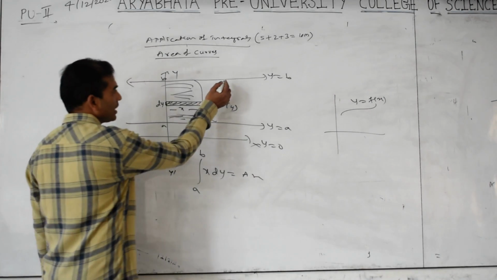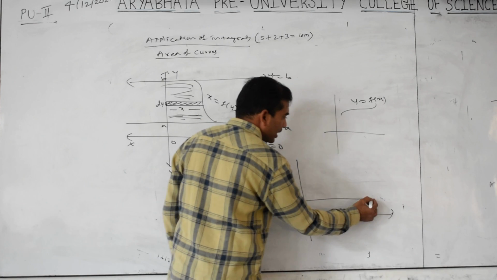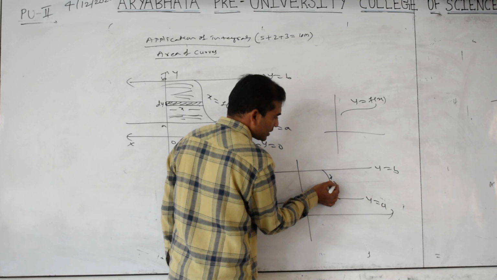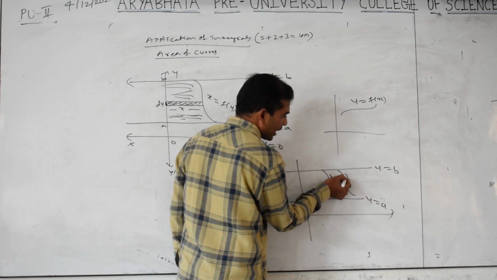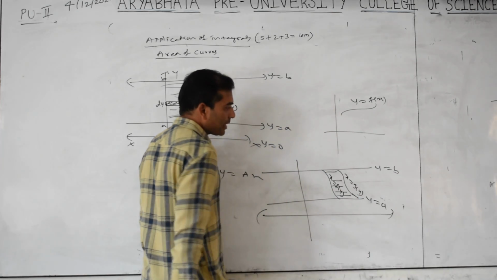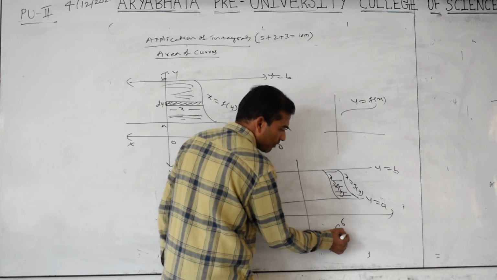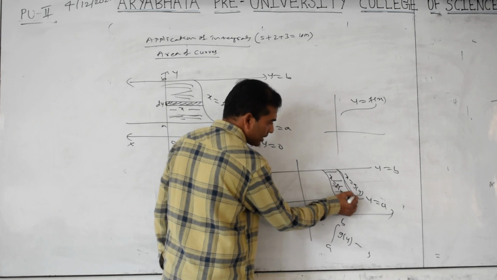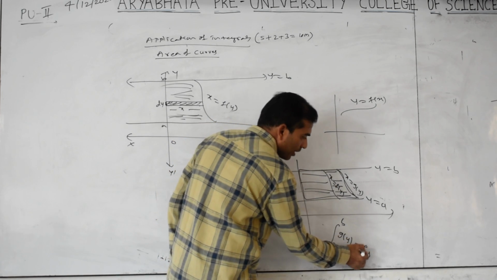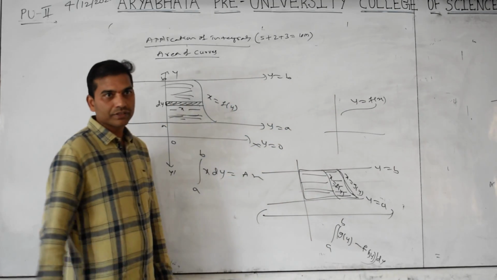Same, one more function is there here. For example, here y is equal to a, and this is y is equal to b. Here one function is x is equal to f of y, and this is x is equal to g of y. This area we should find. Which one occupies the bigger area? g of y. So integration from a to b of g of y minus f of y dy will give the area between two curves.